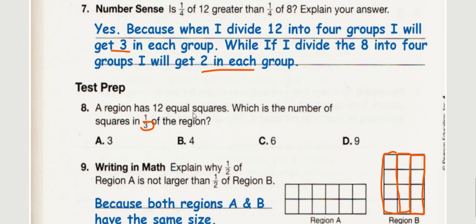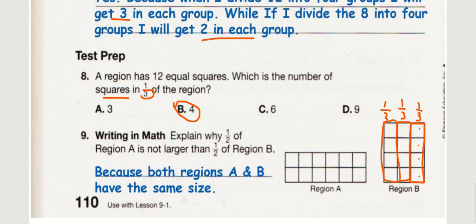Now, which number of squares is 1/3 of the region? This is 1/3, right? And this is another 1/3, and this is another 1/3. How many squares do we have in each 1/3? In 1/3 of the region, good: 1, 2, 3, 4. We have 4. Is it clear now? Okay, I just want to erase this to solve the last question.